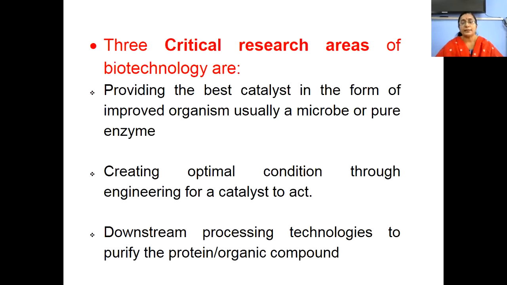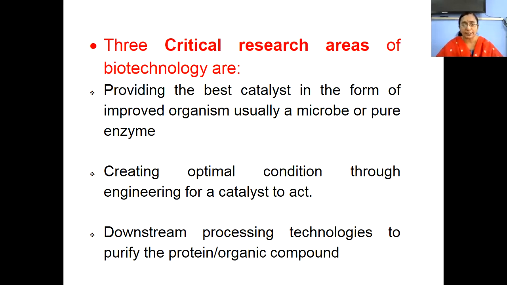Okay. Then there are three critical research areas of biotechnology. One is we have to provide the best catalyst or an improved organism or a microbe which can produce some particular product that we want from a foreign gene that we have inserted into it, or to be able to produce a pure enzyme. Second is there should be optimal conditions for this catalyst to act.